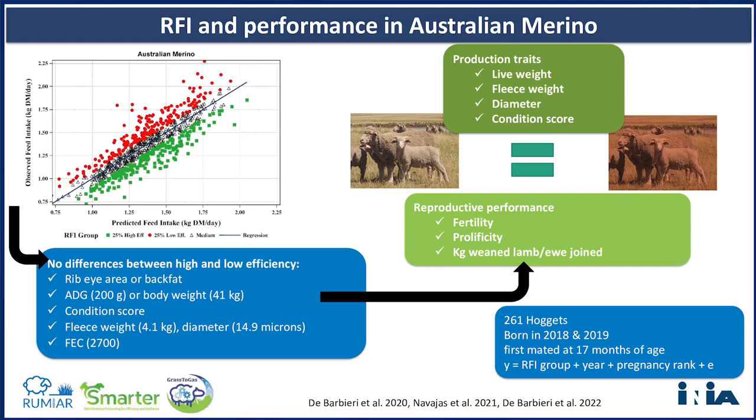What we see is there's no difference in growth and body weight. There's no difference in body composition of those lambs, estimated based on condition score. We didn't see differences in fleece weight or in FEC, a measurement of genetic resistance to internal parasites. The same animals that were measured here as lambs, the females, went to the farms, and we compared different production traits of those animals under grazing conditions, including reproductive performance. Again, the same animals grazing in the same conditions, based on the classification they had previously in the feed efficiency test, showed no difference in their performance.